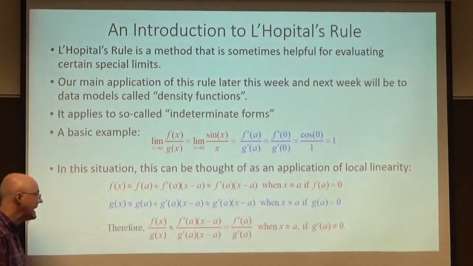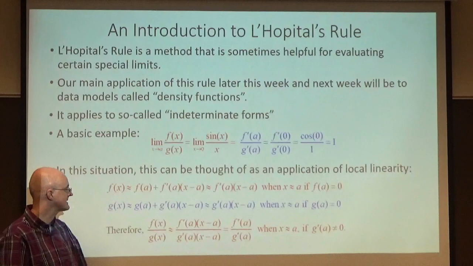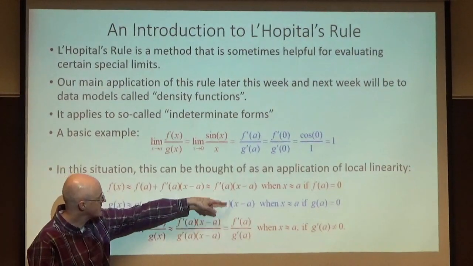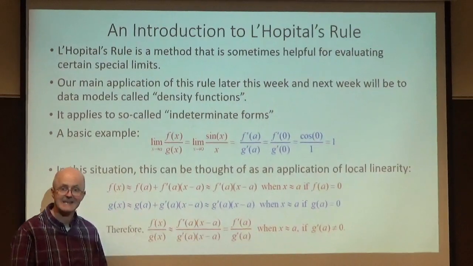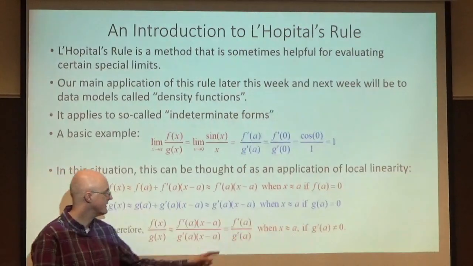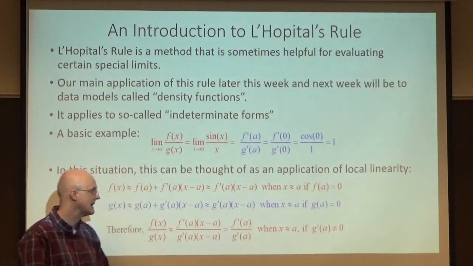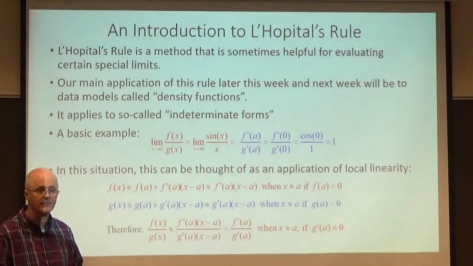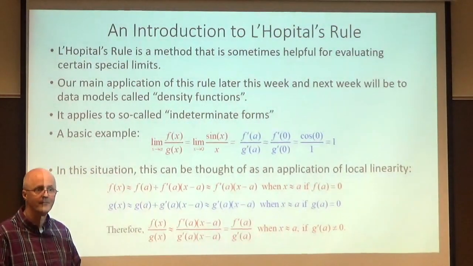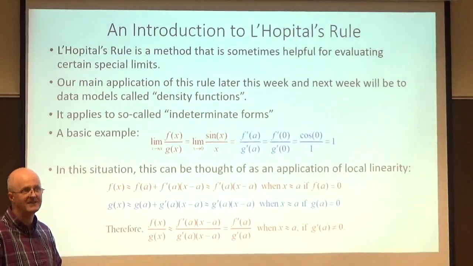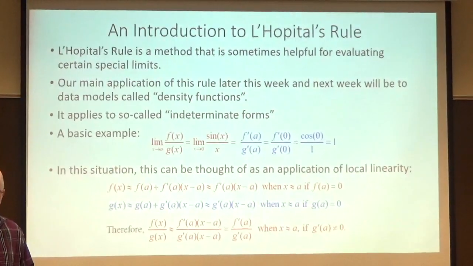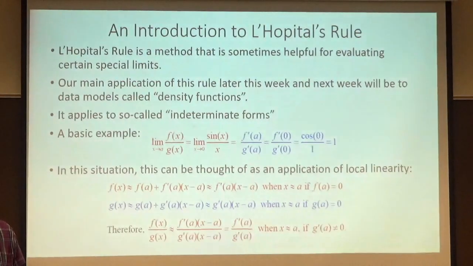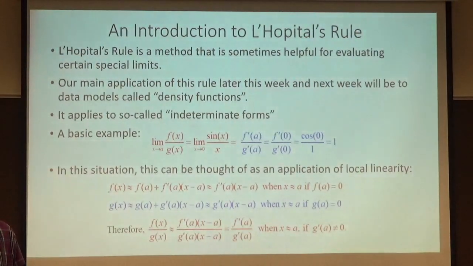And therefore, the ratio f of x divided by g of x is approximately the ratio of these two things. That divided by that. And the x minus a's cancel, leaving me with f prime of a divided by g prime of a. Again, as long as we're not dividing by 0. That's not a proof, but it's the intuitive reason why L'Hopital's really works. That's why I'm showing it.